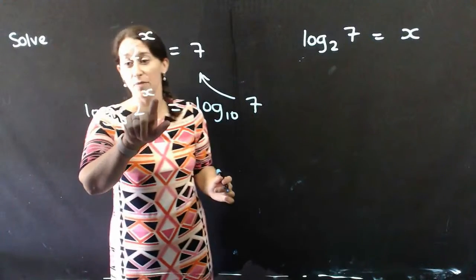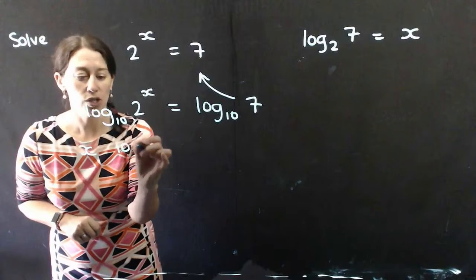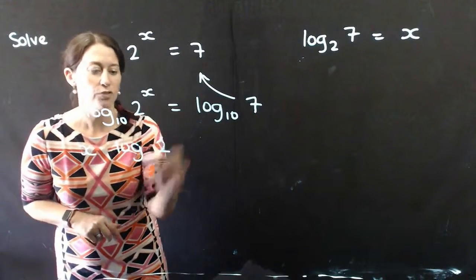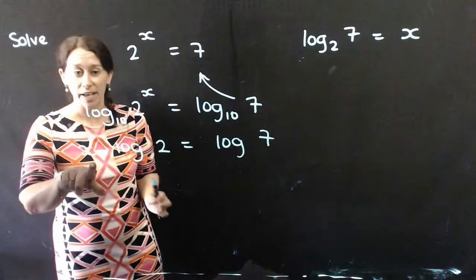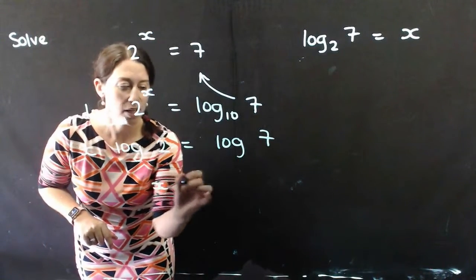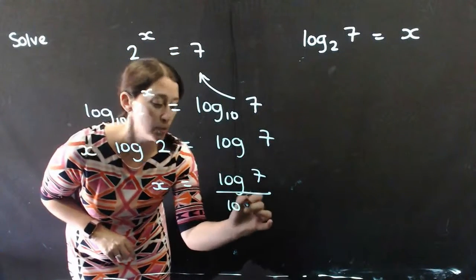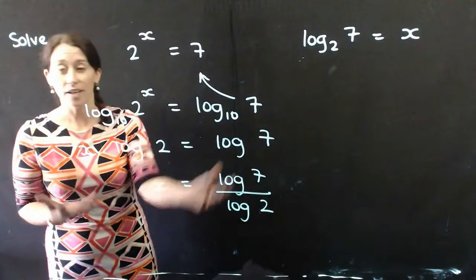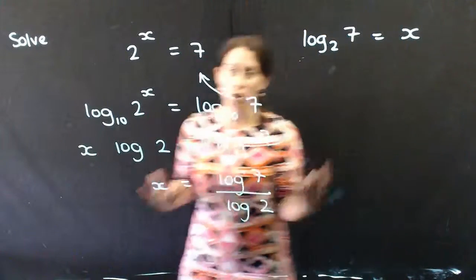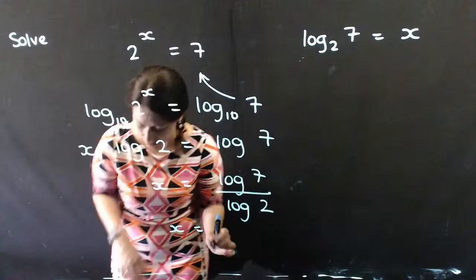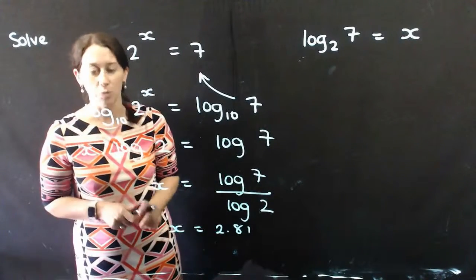Now, using the fact that this power can come down to the front, takes me x log, I'm not going to write base 10 anymore, 2 equals log 7. Now rearranging this to make x the subject gives me log to the base 10 of 7 divided by log to the base 10 of 2. This will then be able to place in the calculator because your calculator does work in the base 10 and you can solve it to find what x is. So x comes out at approximately 2.81 to 2 decimal places.